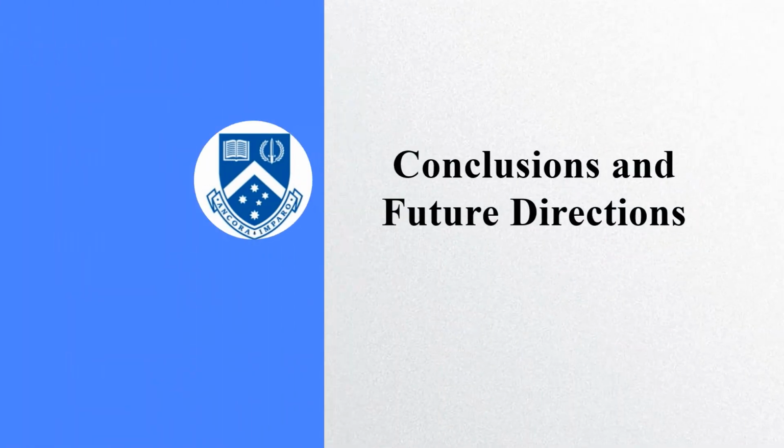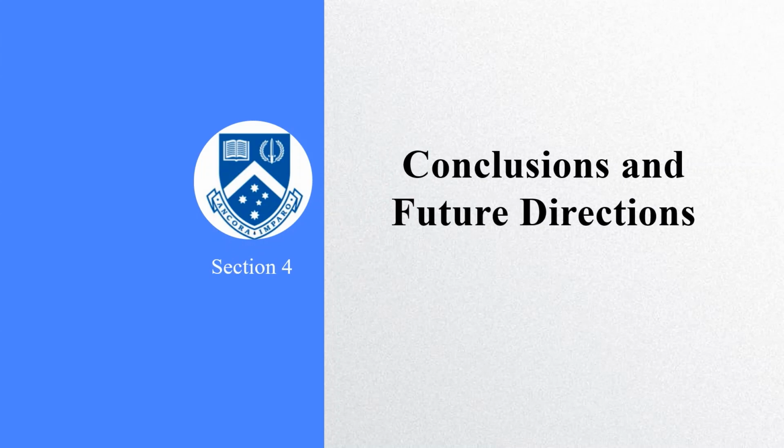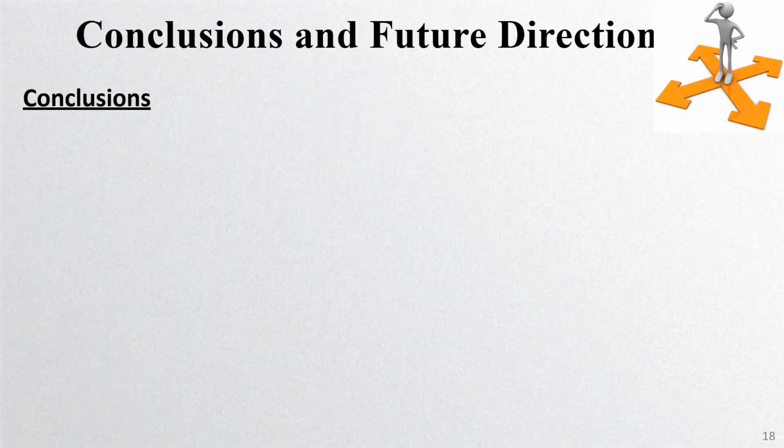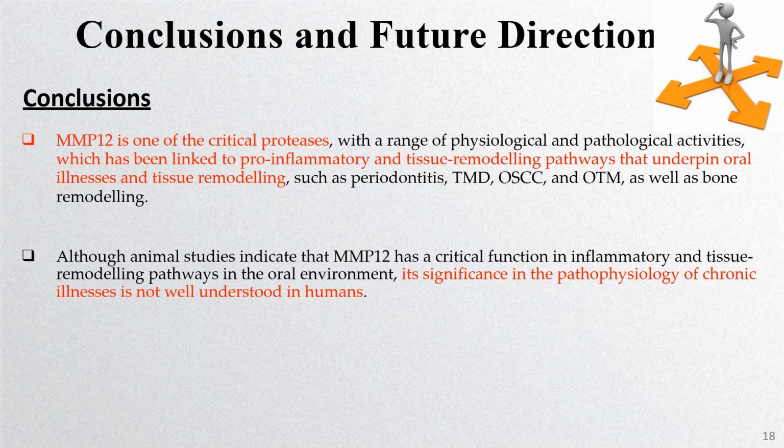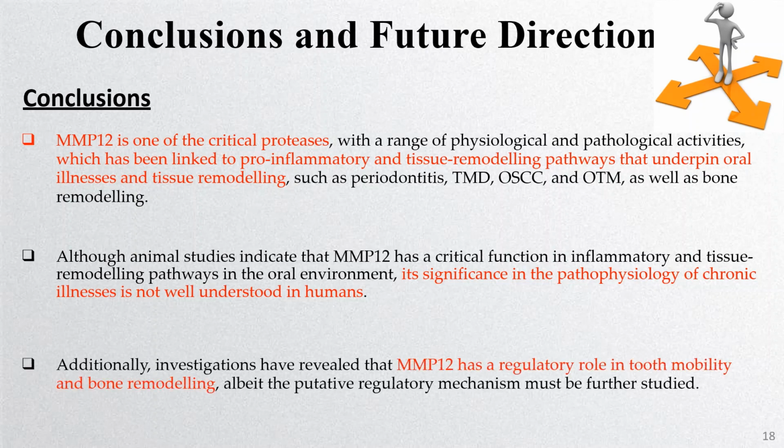The next section is conclusion and future directions. Conclusion 1. MP12 is one of the critical proteins which have been linked to periodontitis, TMD, OSCC, and OTM. Additional investigations have revealed that MP12 has a regulatory role in tooth mobility, TMD, and bone remodeling, albeit the regulatory mechanism must be further studied.